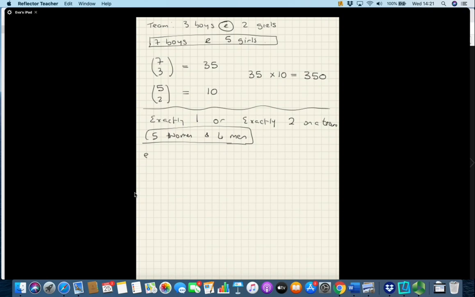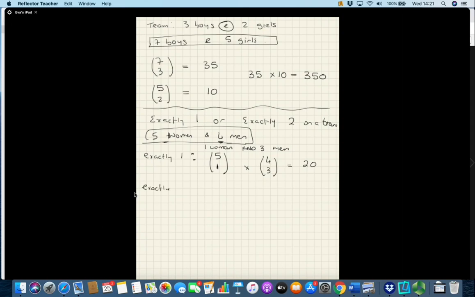Okay, so exactly 1. So out of those 5 women, I want to choose 1 woman, and if there's going to be 4 on a team, then I'm going to need 3 men to be the other people on that team. So out of the 5 women, I want to choose 1 of them, and out of the 4 men, I want to choose 3 of them for my team. Okay. If you put that into the calculator, you'll get 20. So all of those are choosing.